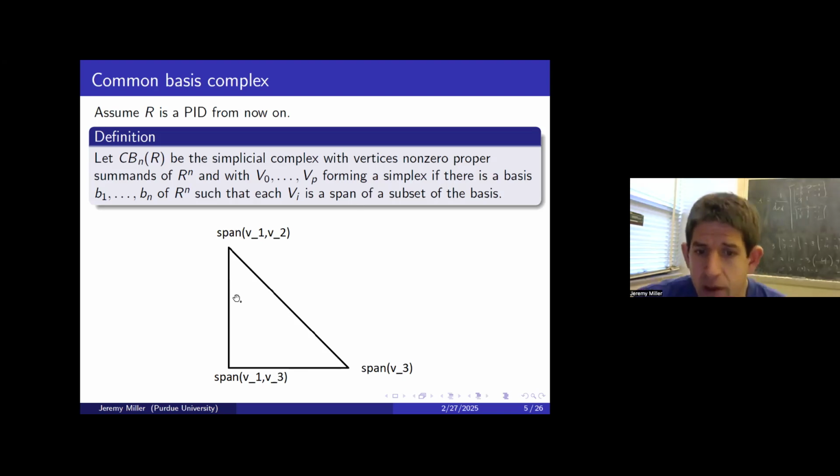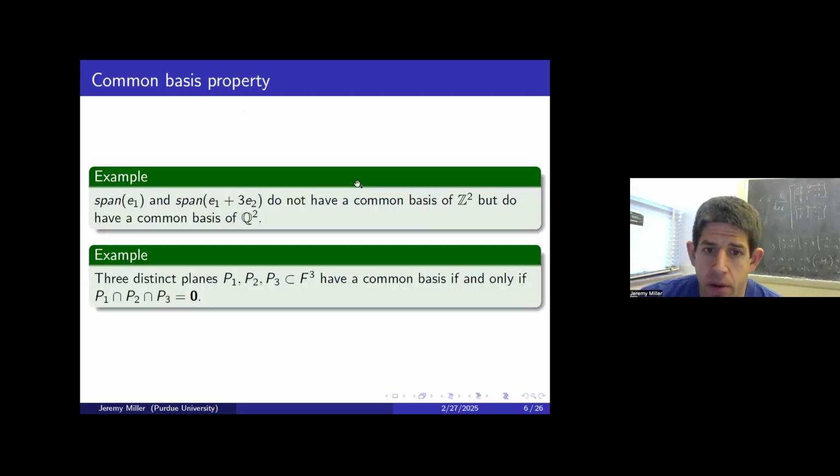I've drawn an example of a simplex. If v1, v2, v3 is a subset of a basis of R^n, then the span of v1, v2 is a vertex, the span of v1, v3 is a vertex, and the span of v3 is a vertex, for example. These three vertices form a simplex in the simplicial complex. Maybe we'll get to know what it means for things to have a common basis a little better.